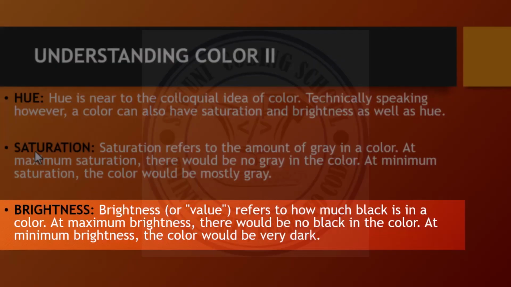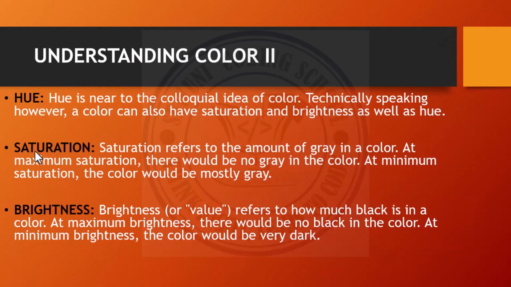What about brightness? When we say brightness, it simply refers to how much black is in a color. At maximum brightness, there would be no black. If there's a picture and we want to brighten it, that means we are trying to reduce the amount of black in the picture. So the higher the brightness, the lower the black, and the minimum brightness gives us the highest black in the color. That is the difference between hue, saturation, and brightness.